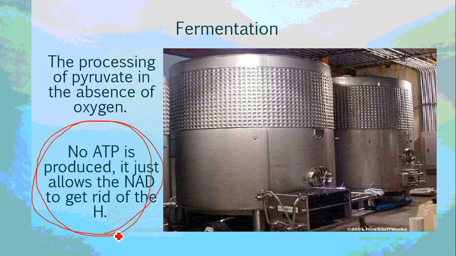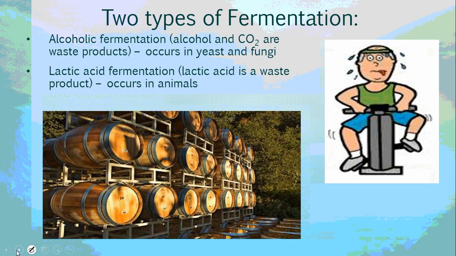So the same thing happens. Glycolysis still occurs, and then instead of going into the Krebs cycle and the electron transport chain, it goes to fermentation. And during fermentation, no more energy is created. It just takes the hydrogens off so that NAD can continue and go back and do more glycolysis. We have alcoholic fermentation and lactic acid fermentation as the two types that you need to know.